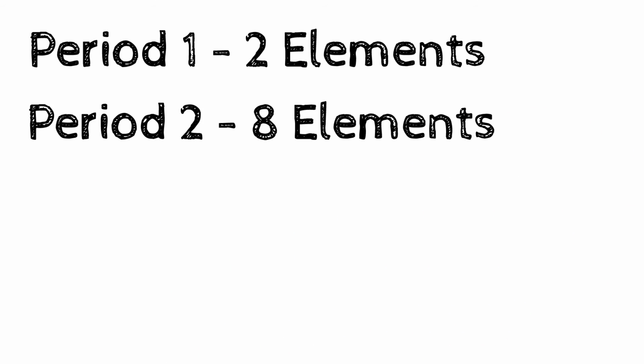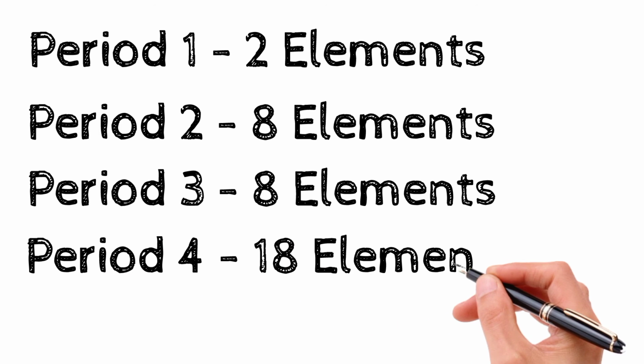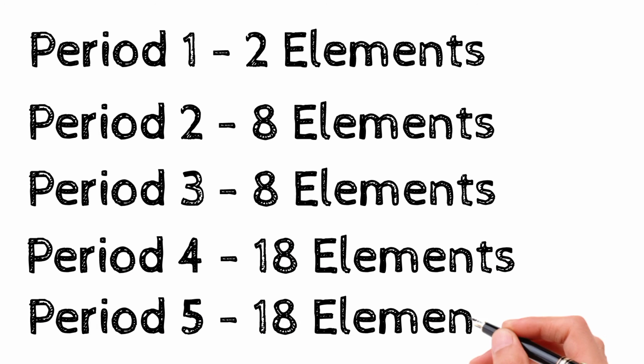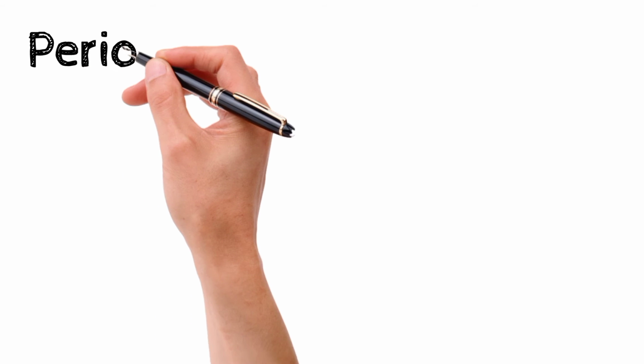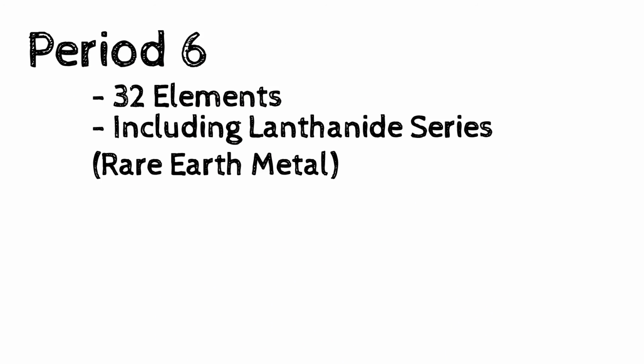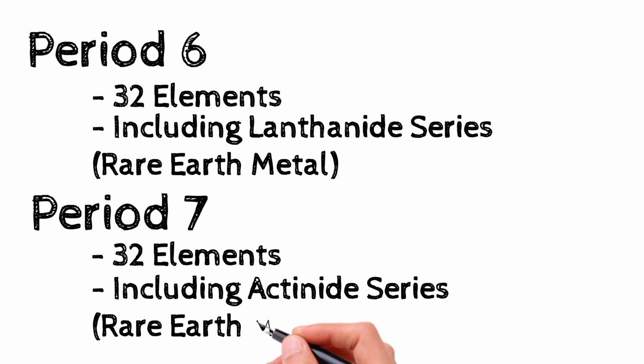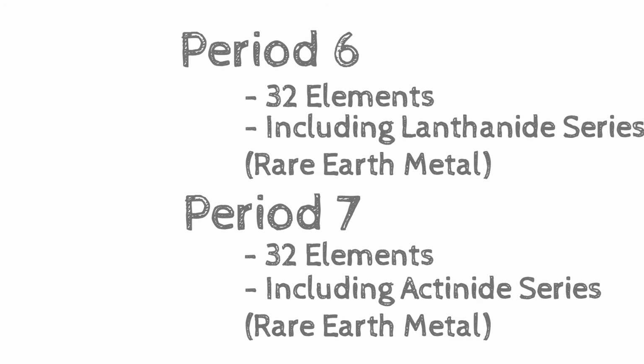Period 1 has 2 elements. Period 2 has 8 elements. Period 3 has 8 elements. Period 4 has 18 elements. Period 5 has 18 elements. Period 6 has 32 elements, including the lanthanide series, rare earth metals. Period 7 has 32 elements, including the actinide series, rare earth metals.